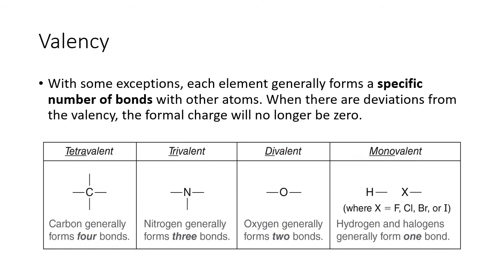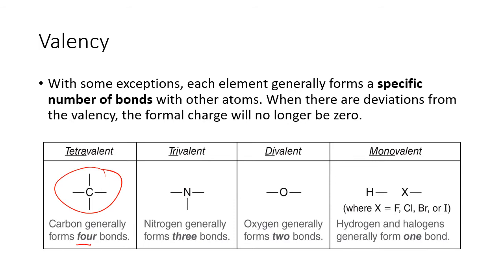So, for example, carbon is called tetravalent. Carbon likes to form 4 bonds. In this little picture example, it's showing it with 4 single bonds, but it could be 2 double bonds, it could be a triple bond and a single bond. So any way that it can make 4 bonds. If it has 4 bonds, it will have a formal charge of 0.